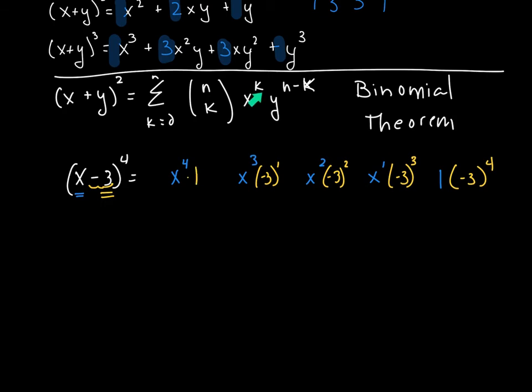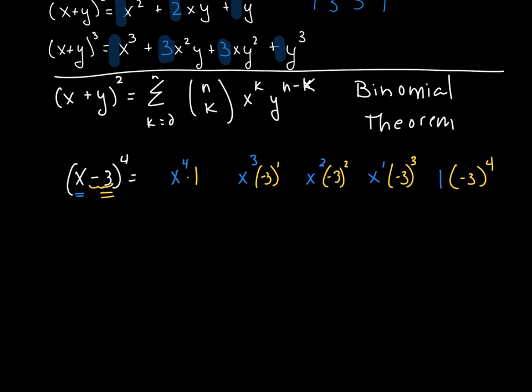So what we just did was x to the k, in this case with n being 4. So I'm going from 4, 3, 2, 1, and down to 0. Then we do the same thing with the negative 3, but we're going in opposite order, so it's negative 3 to the 0, which is 1, negative 3 to the first, negative 3 to the second, negative 3 to the third, and negative 3 to the fourth.